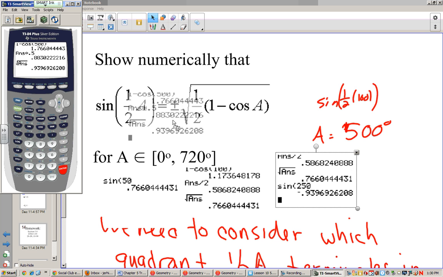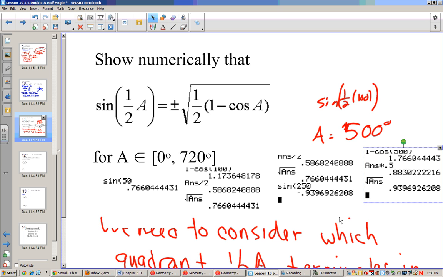Now this one I have 0.9396, so it's not perfect. This one's a negative and that's a positive, where over here they were both positive. That's why we need this positive and negative out in front, because sometimes it's going to equal out, like it does here, and other times we're going to need to change the sign.